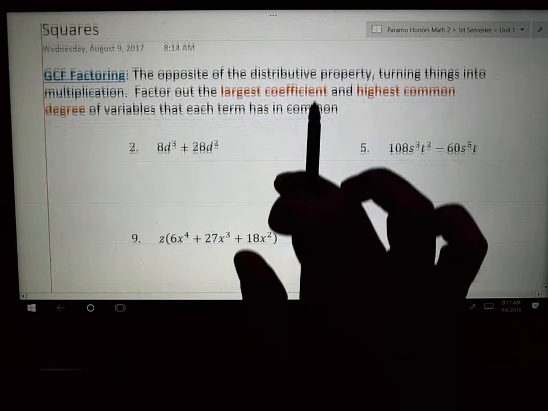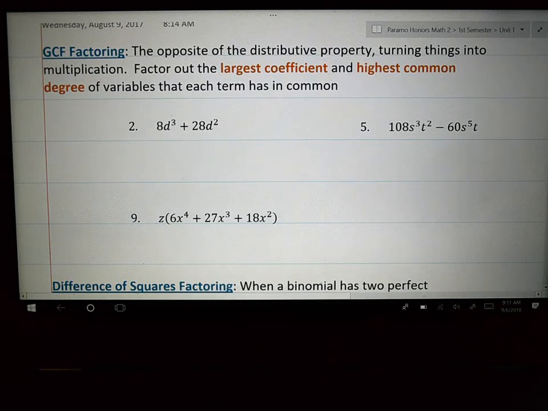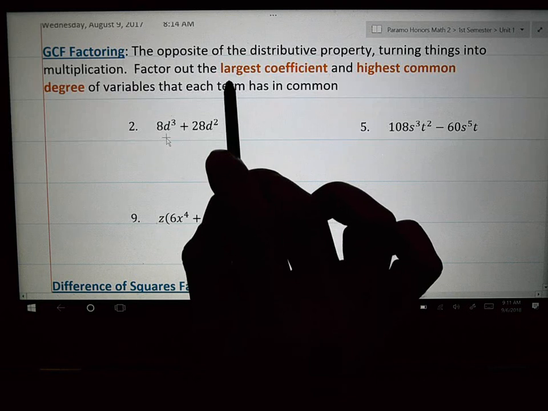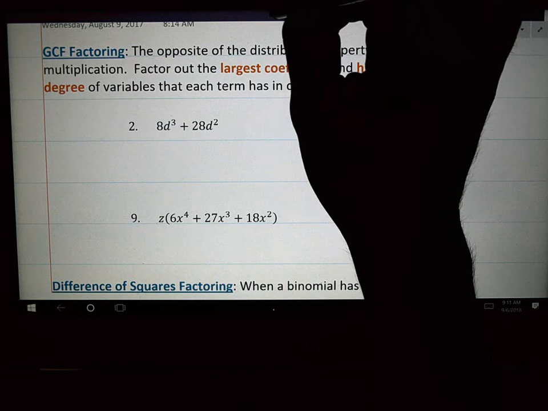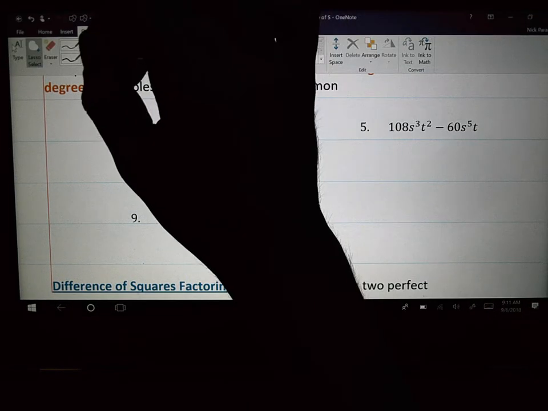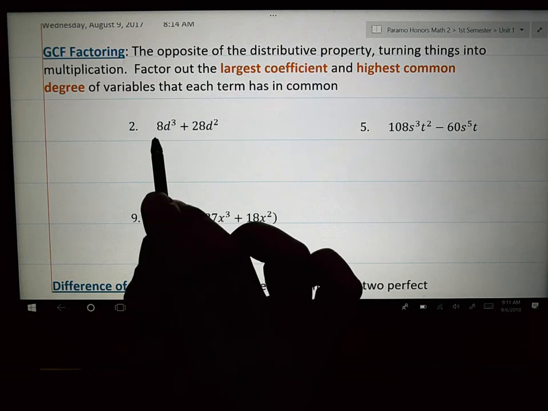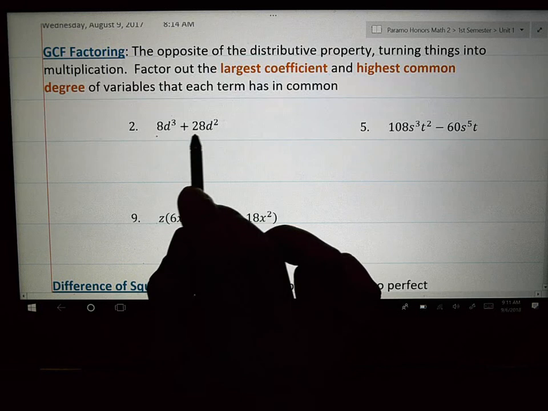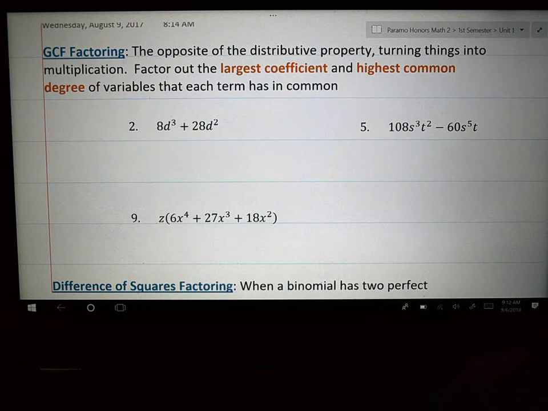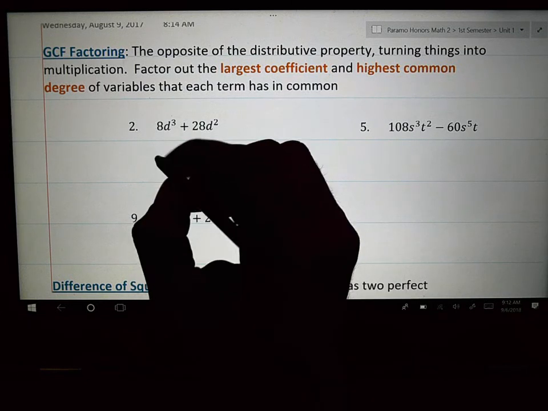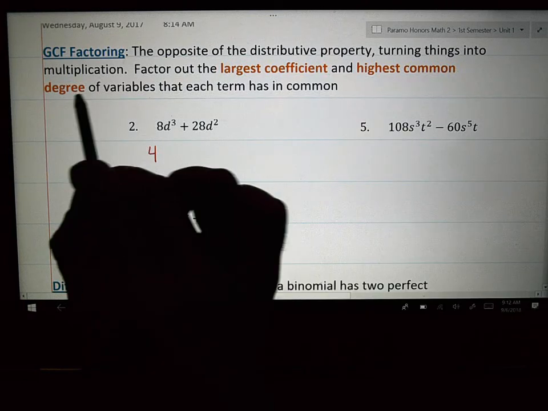Okay, with that being said, GCF Factoring is where we are going to basically divide by something. I want to find the largest number that goes into both of these two things. In problem 2, what goes into 8 and into 28? Let me see. 2 goes into 8. 2 goes into 28. Does 4 go into both of these? Does 6? Does 8? Does 7? What is the largest number that goes into both? Say the number out loud. 4. Wonderful.